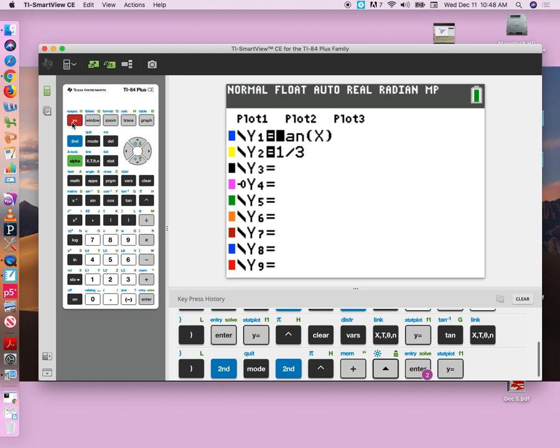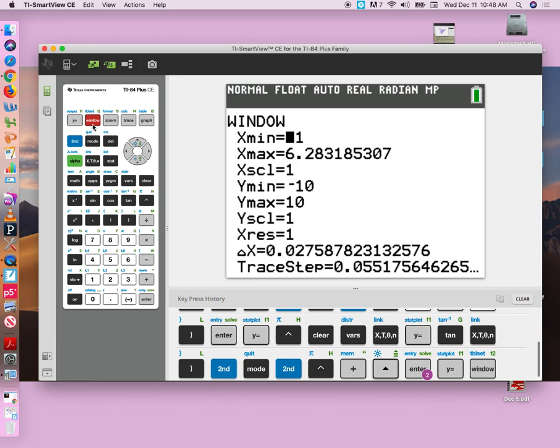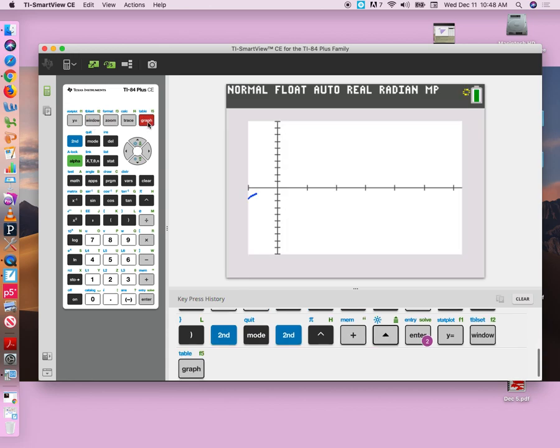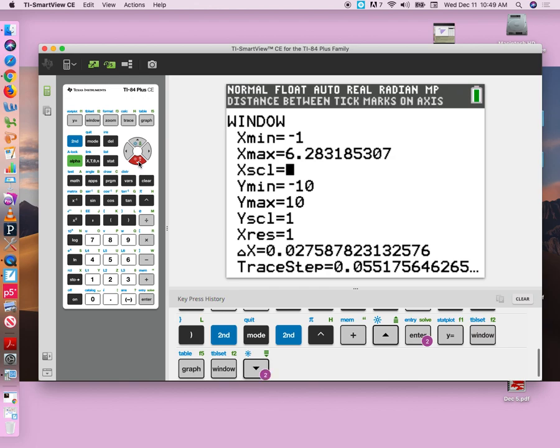Don't I want to know every time tangent's 1/3 from 0 to 2 pi? A lot of people aren't looking right now. I don't know what you're doing on your computers. Don't think you need them right now. But I would actively look at this, okay? So right now I'm from -1 to 2 pi. If I hit graph, I'm going to change my window a little bit. I'm going to go from -3 to 3.